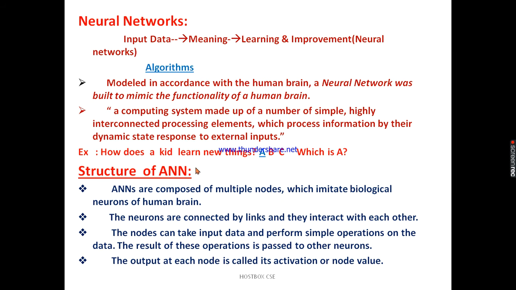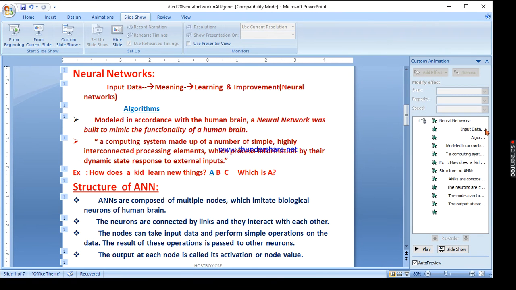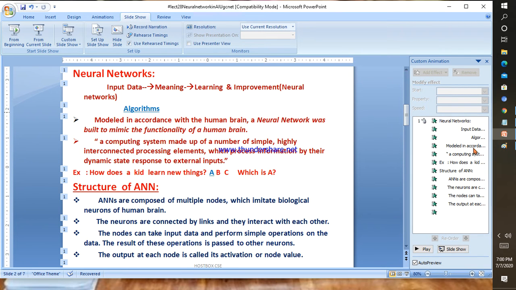Let's go back here. Structure of ANN. Before seeing the diagram, you have to remember that an ANN generally consists of multiple nodes which imitate biological neurons of the human brain. The neurons are connected by links and interconnect with each other, and the nodes can take input data and perform simple operations on the data, and at last the result of this operation is passed to the other neurons. And the output at each node is called the activation or node value. Now let's go to another model for better clarity and understanding of the diagram. I will give a simple structure of a neuron.